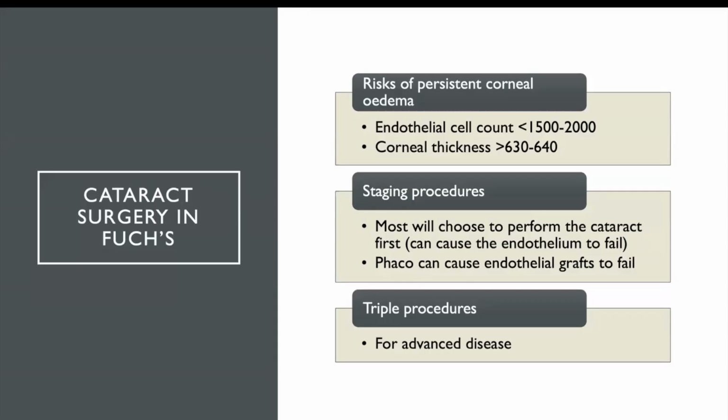And then also, it's more common in patients who already have a corneal thickness that's quite high before you do cataract surgery. And most people will suggest that you stage the procedures. So you'll choose to do the cataract first, and that's because cataract surgery can cause an endothelial graft to fail. So you may want to just do the cataract operation first, get that out of the way, and then they may not even need the endothelial keratoplasty.